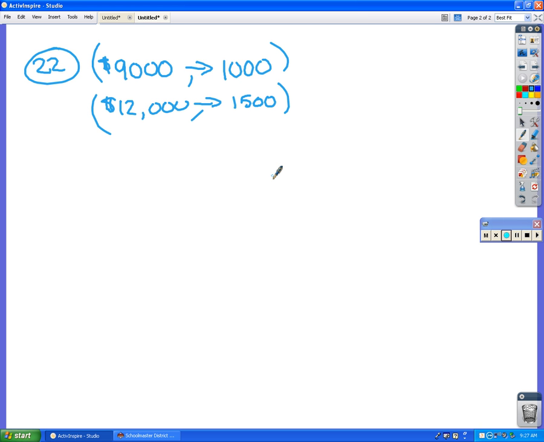Does it tell us which one we want to use as the independent variable? Okay. So I have 1 point that's 9,000, 1,000, and another point that's 12,000, 1,500. And I need to find the equation of the line in between those 2 points. Go.